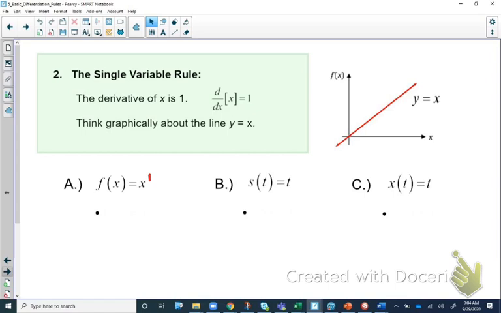What you're going to see in the power rule shortly is that the exponent gets multiplied to whatever coefficient is in front of your variable. So if the coefficient in front of the variable is 1, then 1 times 1 is just going to give you a 1 in return. So here are the derivatives for the three examples that we have for a single variable derivative.